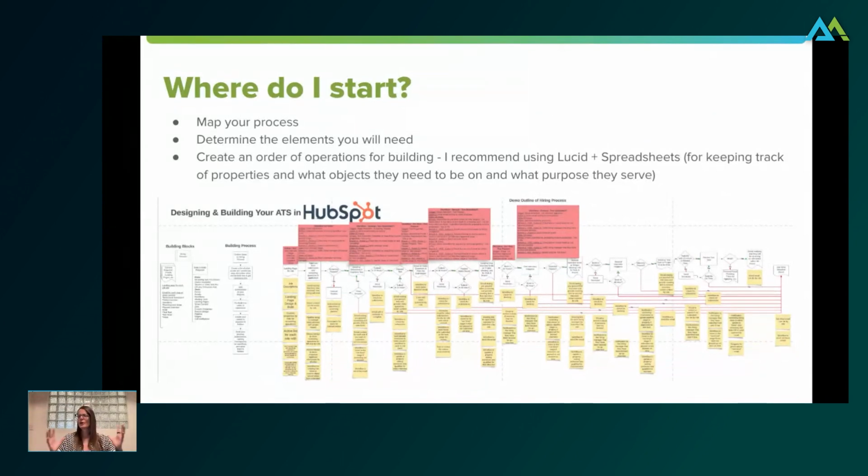But what we want to do is start out with mapping our process. It is so much easier to build something when we've actually mapped our process out. And then we want to determine the elements that we need. Again, that's like, do we need a form here? Do we need a workflow here? And then we want to create an order of operations for building, okay?